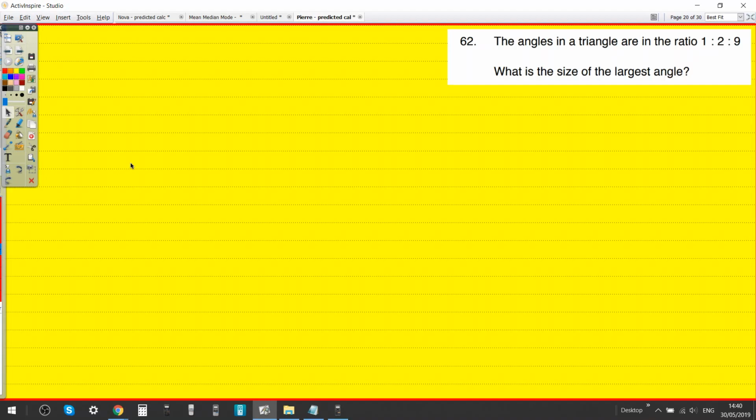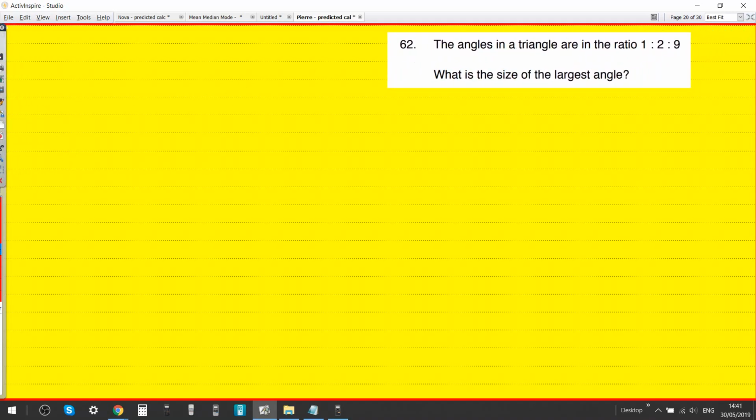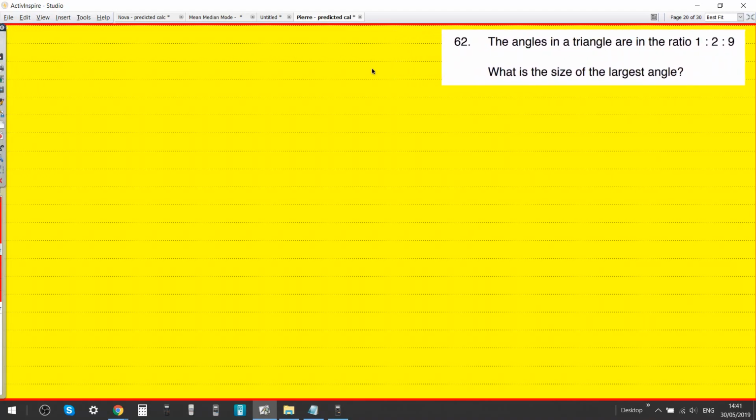I can only see the question. I can't see the picture. Oh, sorry. Can you see? No, I can only see the question so far. Yeah, this is the next question. Oh, I thought there was a picture. Sorry. Okay, it was a triangle.